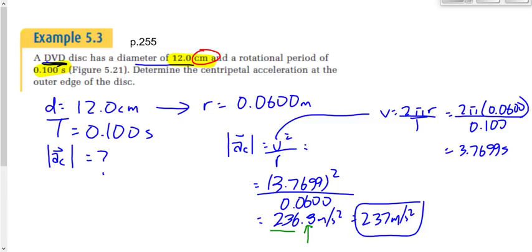Now, a speck of dust or a bug on the edge of this DVD experiences 237 meters per second squared. That means that a bug or a speck of dust would experience about 24 Gs, about 24 times actual gravity. So if you were on this, you would feel 24 times heavier than you really are. 24 Gs. Yep.